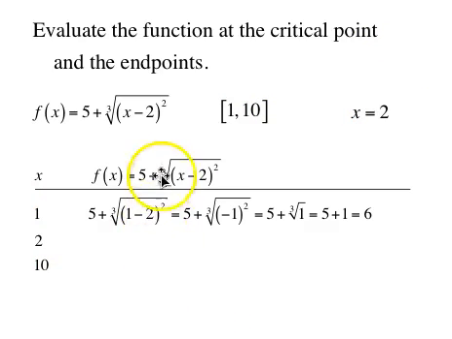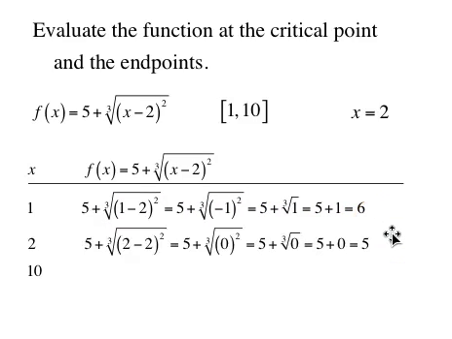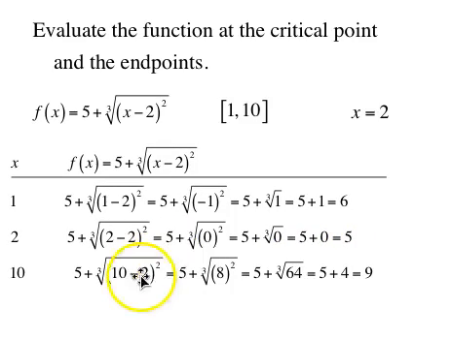So if we plug 1 in, 5 plus the cube root of 1 minus 2 squared. 1 minus 2 is negative 1. Squared is 1. Cube root of 1 is 1. 5 plus 1 is 6. If I plug in 2, 2 minus 2 is 0. 0 squared is 0. Cube root of 0 is 0. 5 plus 0 is 5. And then plug in 10. 10 minus 2 is 8. 8 squared is 64. The cube root of 64 is 4. 5 plus 4 is 9.